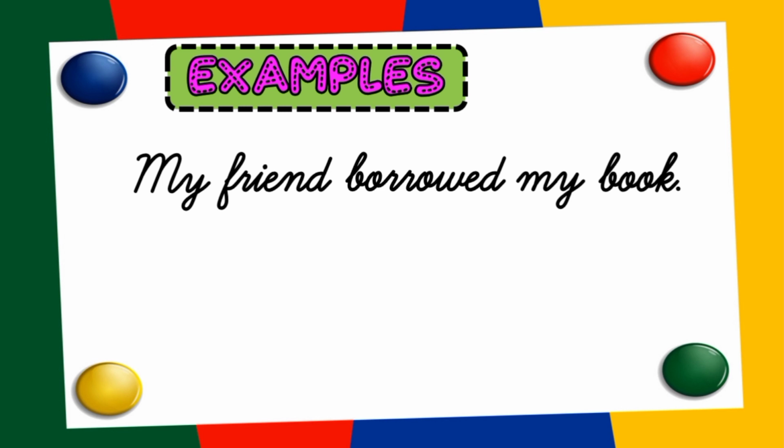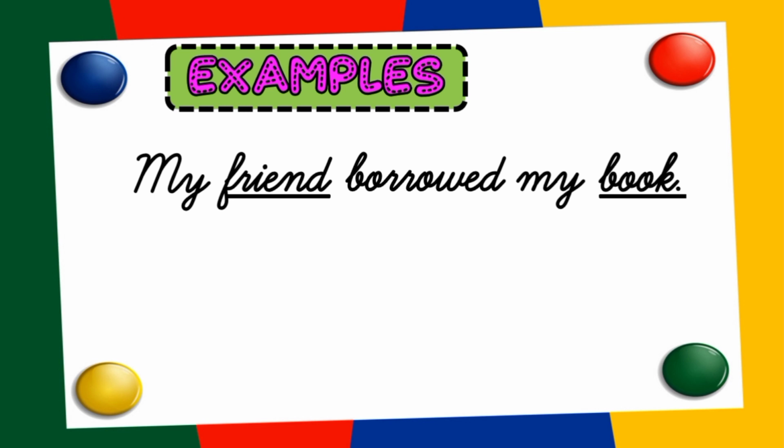What are the nouns in this sentence? We have friend. The word friend is a noun used to name a person. And book. The word book is a noun used to name a thing.